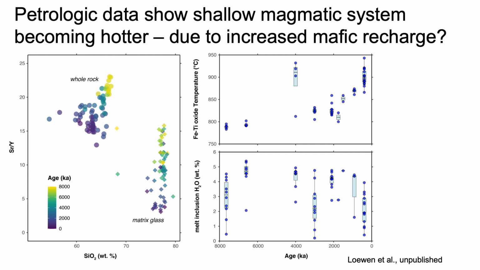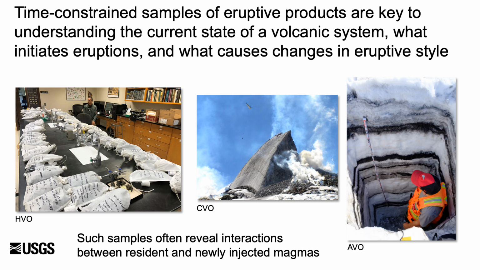Understanding the cause and effects between these changes in the magmatic system and changes in the style and magnitude of volcanic eruptions will assist in forecasting future activity at Augustine and similar volcanoes. I'll conclude by restating that time-constrained samples of eruptive products are key to understanding the current state of a volcanic system, what initiates eruptions, and what causes changes in eruptive style.